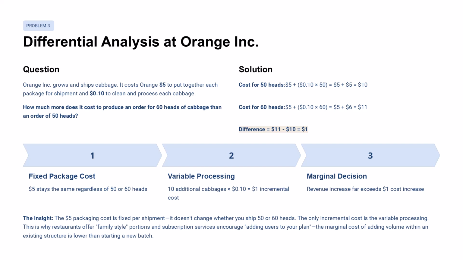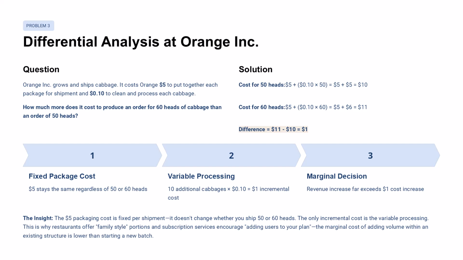In supply chain economics, this analysis determines everything from Amazon Prime's minimum order for free shipping, they know their marginal cost per additional item, to why Costco sells massive quantities, spreading fixed packaging and handling across more units. The $5 packaging cost for Orange Inc. is like the fixed cost of driving a delivery truck to a location. Whether it's half full or completely full, the gas and driver time are basically the same. The why behind the why connects to opportunity cost and capacity utilization. That package going out anyway can hold more cabbages at almost no extra cost.